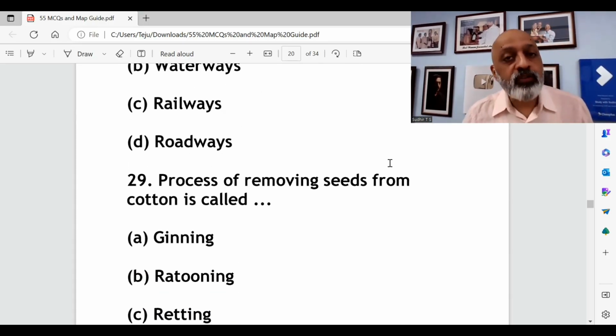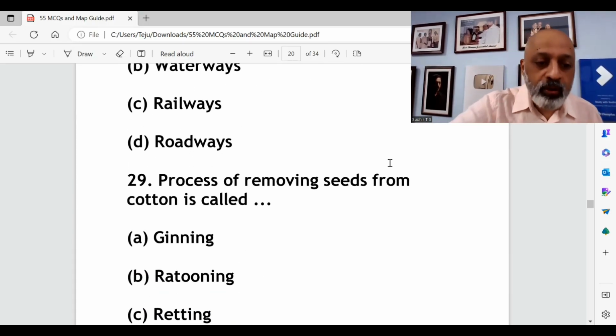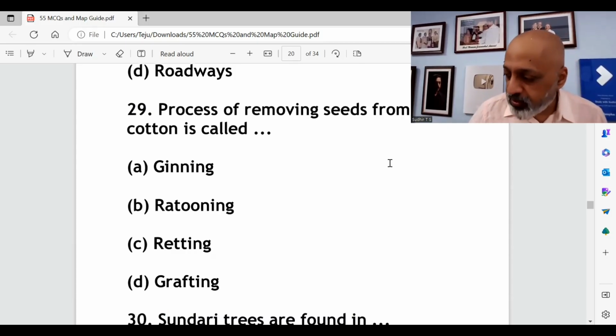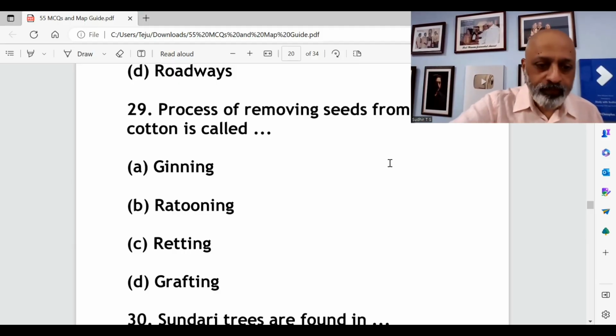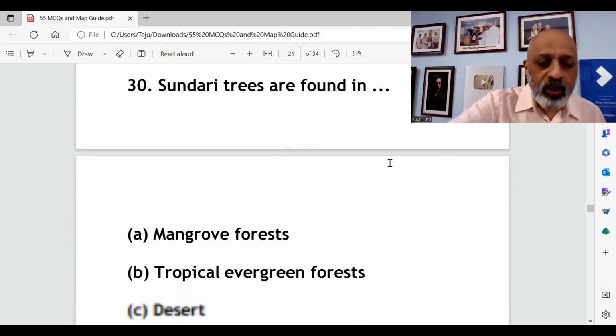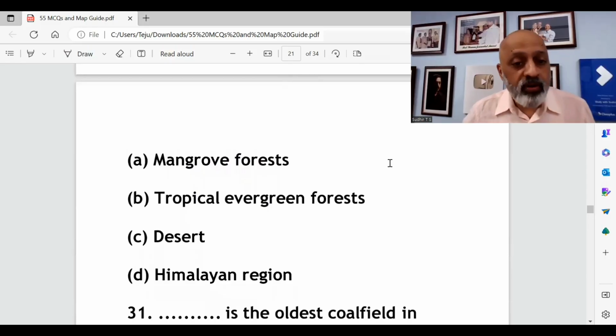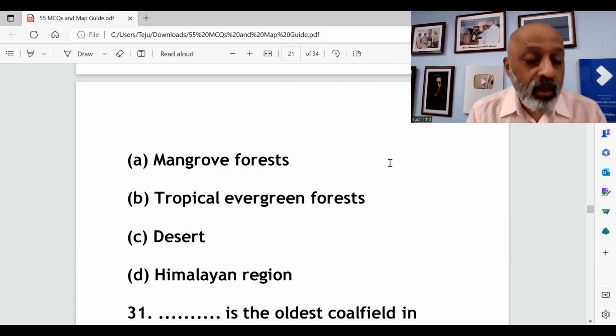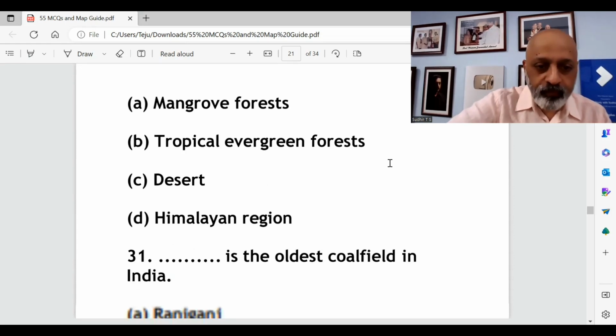Process of removing seeds from cotton is called ginning, retuning, retting and grafting. The correct answer is A, ginning. Sundari trees are found in mangrove forest, tropical evergreen forest, desert, or the Himalayan region. The correct answer is A, mangrove forest.